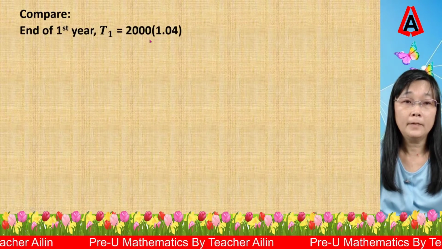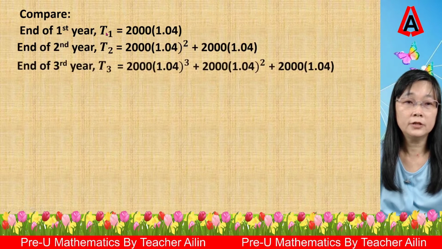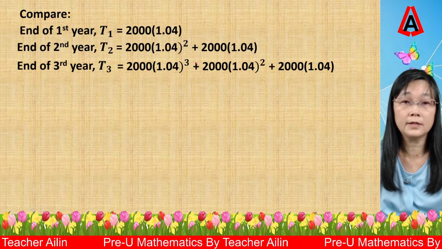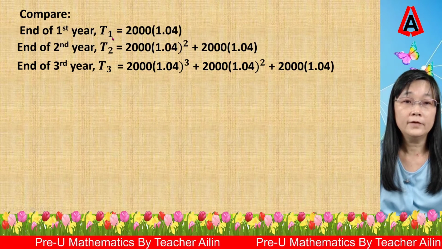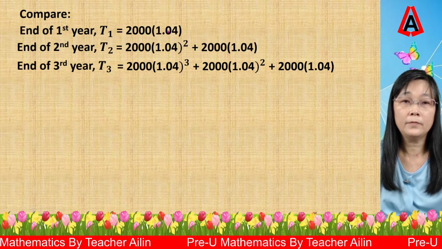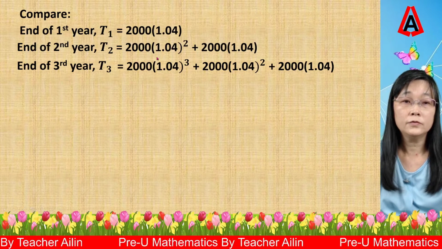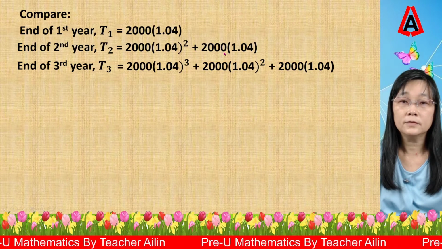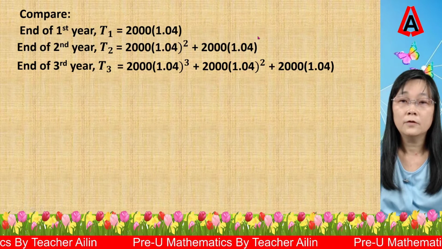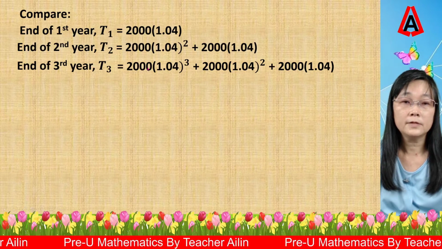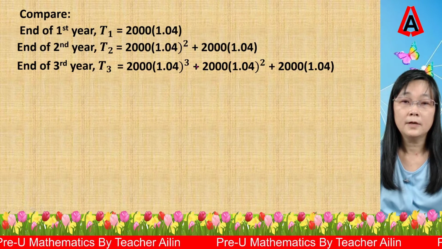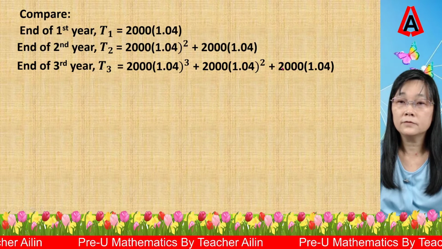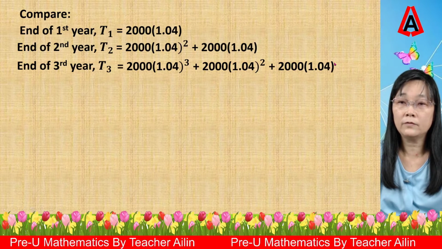Now we combine the amount of money for each year from year 1 to year 3. We combine together so that we can see how the number changes. So for the first year, 2000 times 1.04. For year 2, 2000 times 1.04 power 2 plus 2000 times 1.04 power 1. For year 3, 2000 times 1.04 power 3 plus 2000 times 1.04 power 2 plus 2000 times 1.04 power 1.